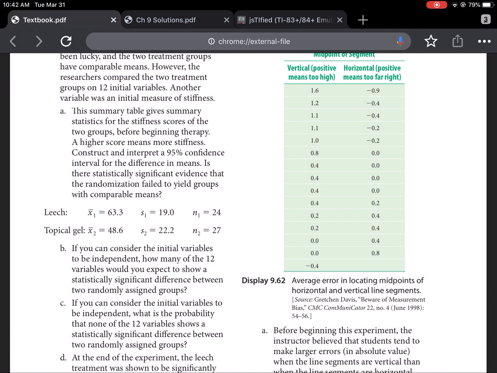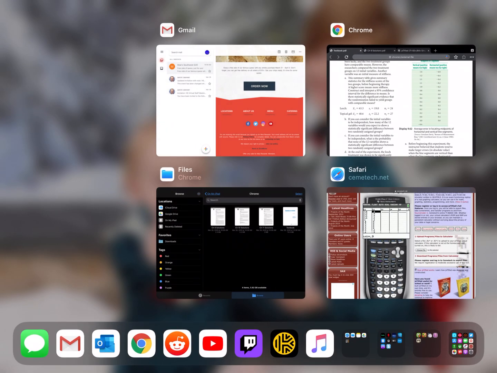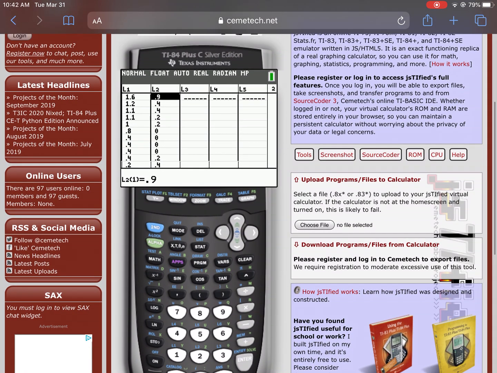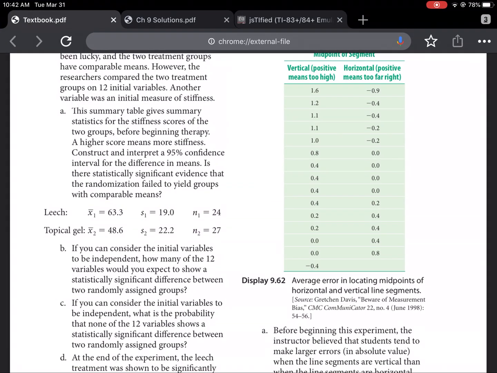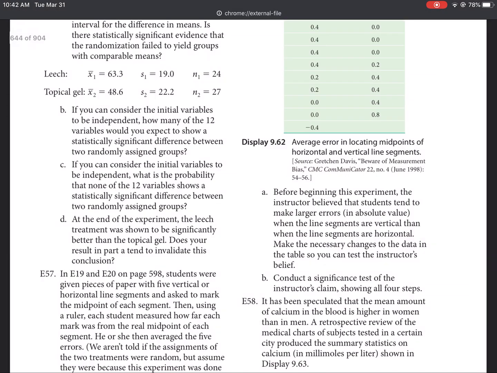So all we have to do to get this data put in is simply replace the negative values that are in the two columns with positive values. So you're going to notice, I have a second browser open here where I've inserted this data, that I have just put every single number in as a positive value. Now, the next question actually says, conduct a significance test showing all 4 steps. So now it's time for us to really dive in.